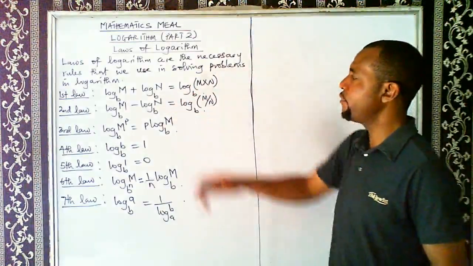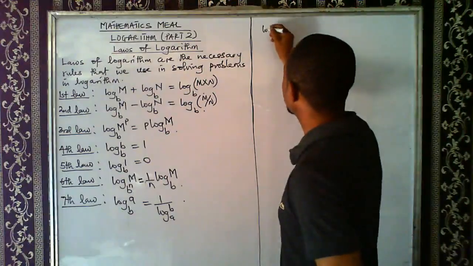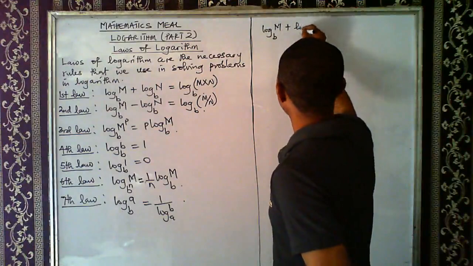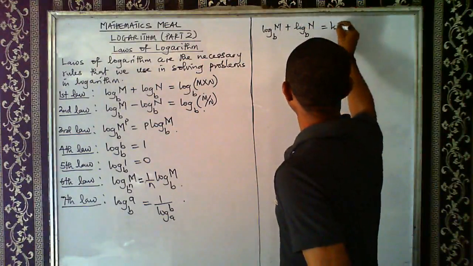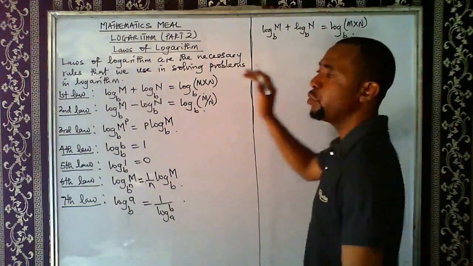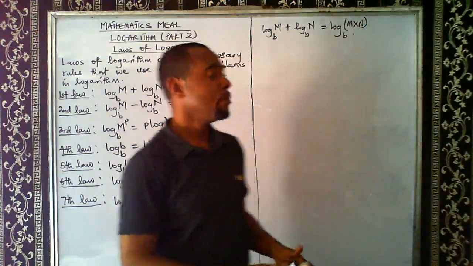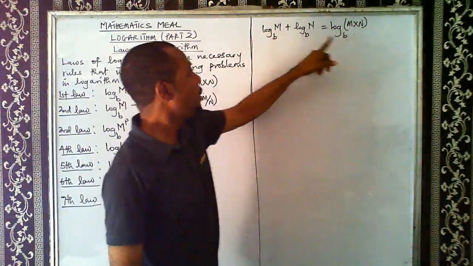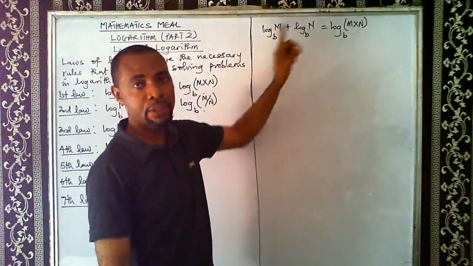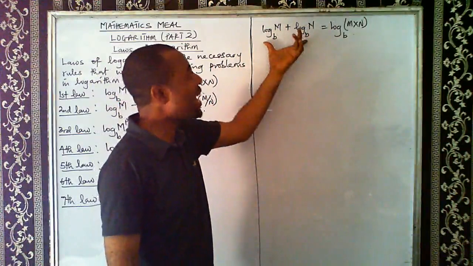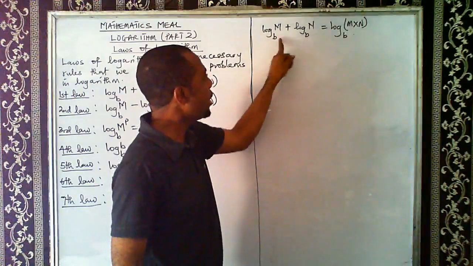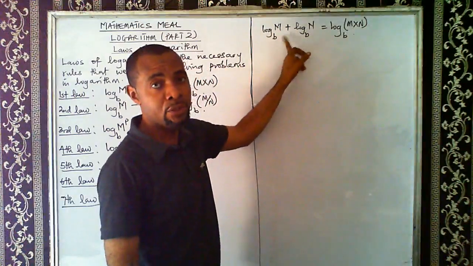So let's look at the first law. The first law is log m base b plus log n base b. We say it's the same thing as log m times n base b. There are 2 things that are necessary here before you can apply this law. Number 1, you are adding 2 logarithms. The second point is that the base here and the base here are the same. The 2 bases are the same.